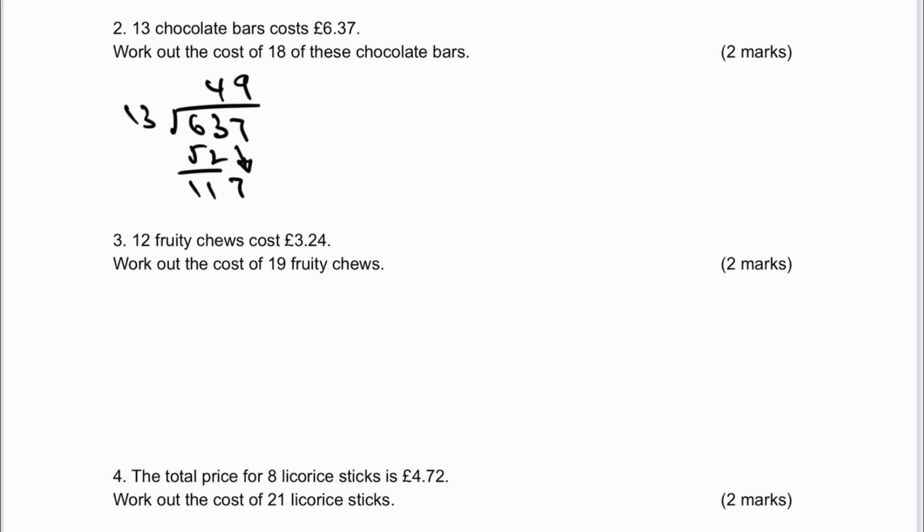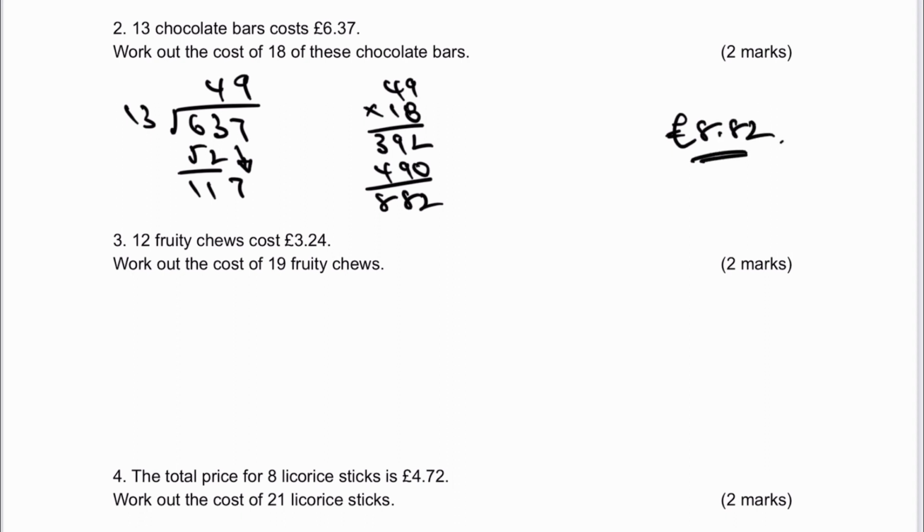I want to buy 18 of them, so it's going to be 49 multiplied by 18. Now I tend to use this particular way of calculating, although I'm very aware that some people will actually use partitioning or something like this. I don't mind, but you should get at the end of it an answer of £8.82. Okay, let's move on then to number 13.